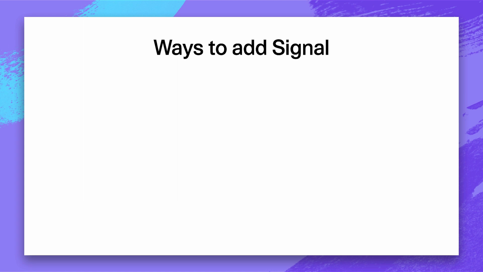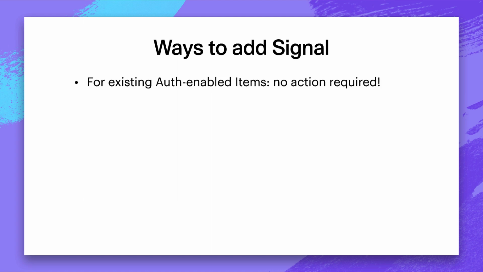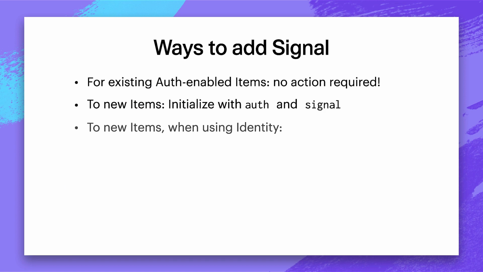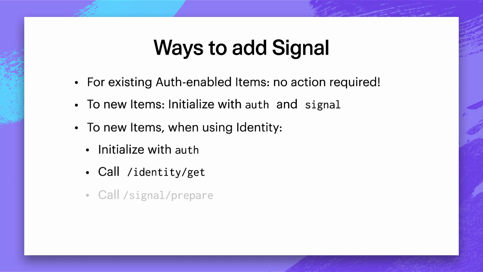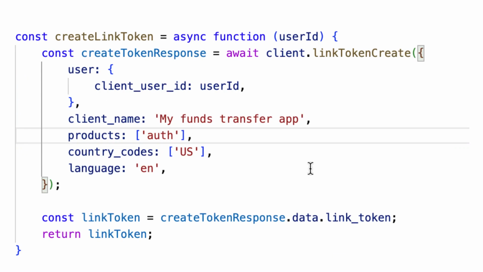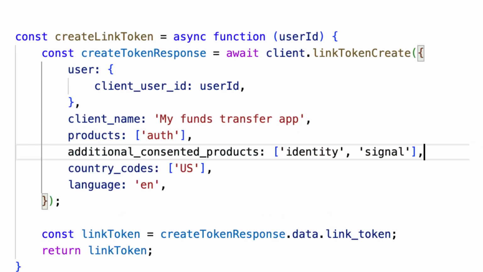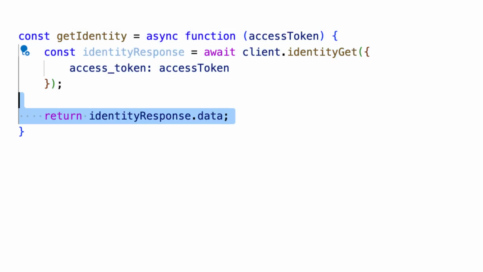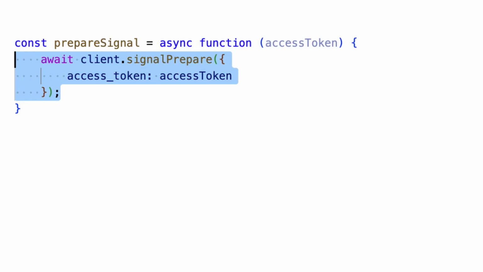There are 3 slightly different flows for adding Signal to your items. If you're already an Auth customer and want to start using Signal on existing items, you don't need to explicitly add it to the item beforehand. To create a new item with Signal, go through the normal process for initializing the link flow and initialize with Auth and Signal. If you're using Signal with Identity, to minimize latency, initialize with just Auth. If you've enabled data transparency messaging, put Signal and Identity in the additional consented products array. Call Identity Get Next. Finally, call Signal Prepare, which will add Signal to the item.